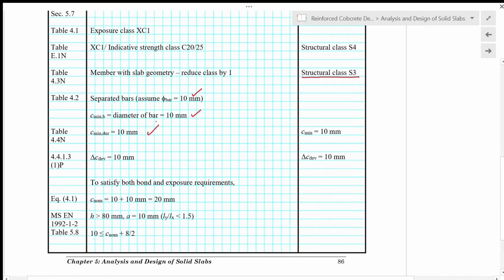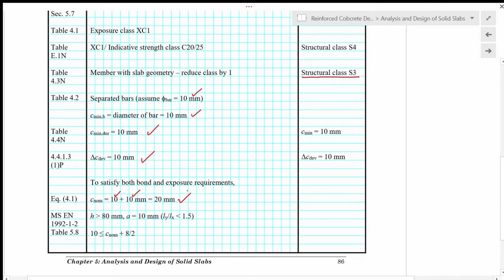From clause 4.4.1.3(1)P, we have delta C deviation of 10 mm. So to satisfy both bond and exposure requirements, we have Cmin plus delta C deviation, which is 20 mm.